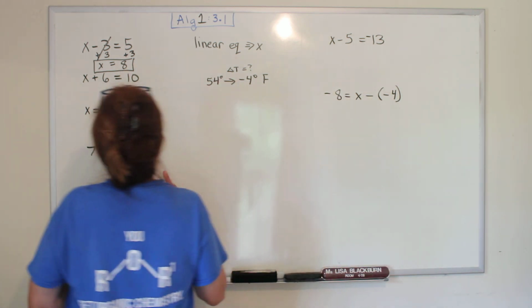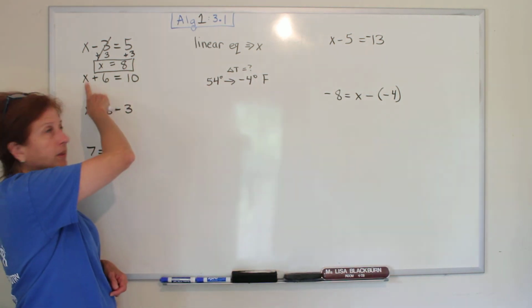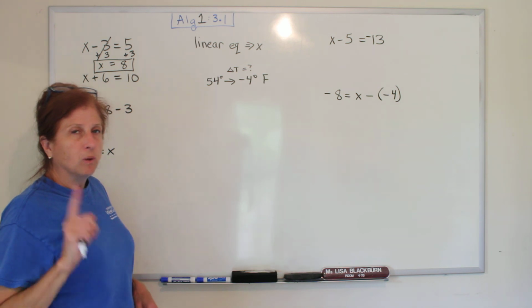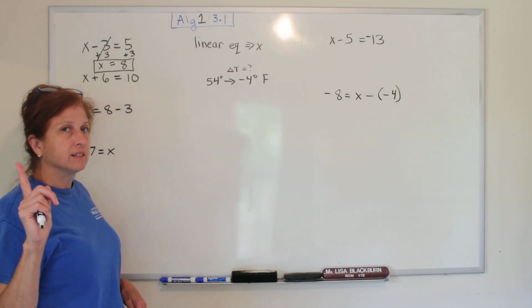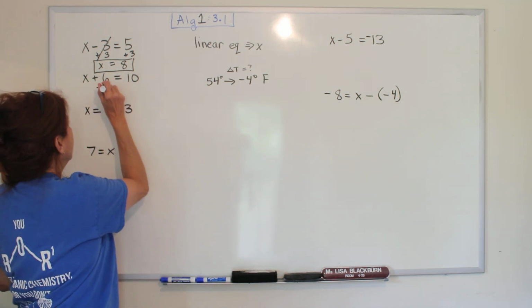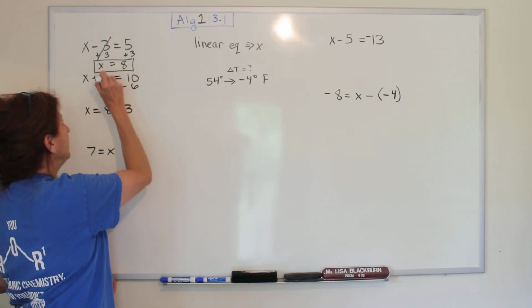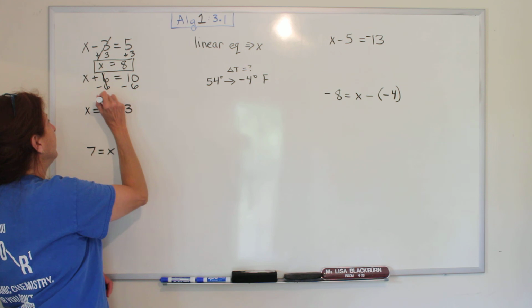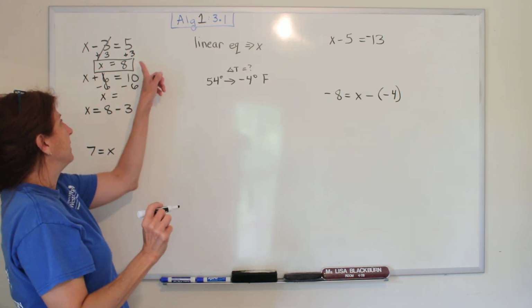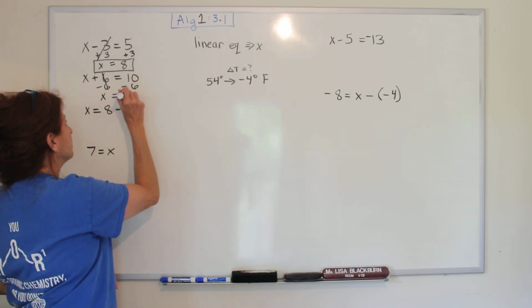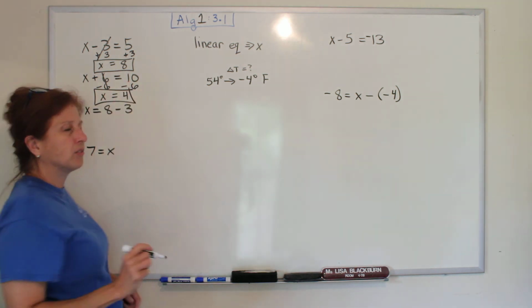Right, let's do our next one. Why is x not alone? It has a +6. What's the opposite of +6? -6. What I do to one side, I do to the other. These mark out. I bring down what I didn't mess with. 10 - 6 is 4. Put a box around your final answer.